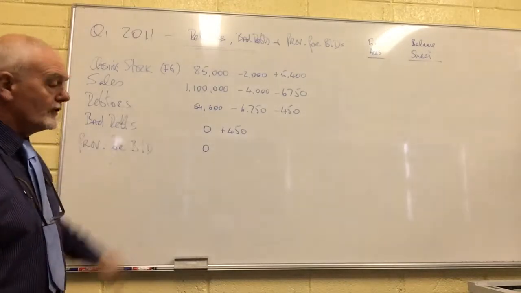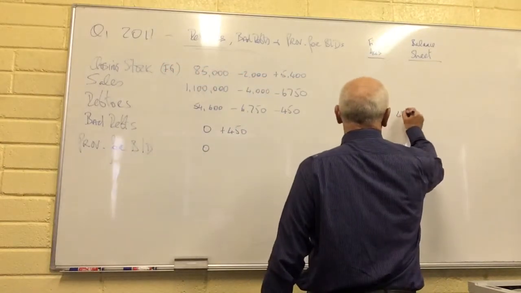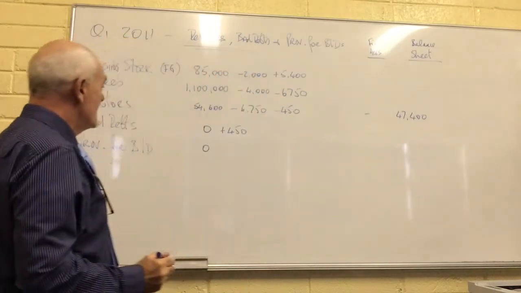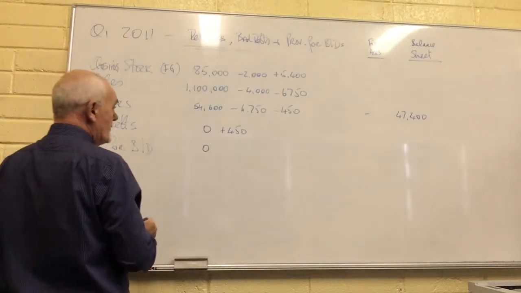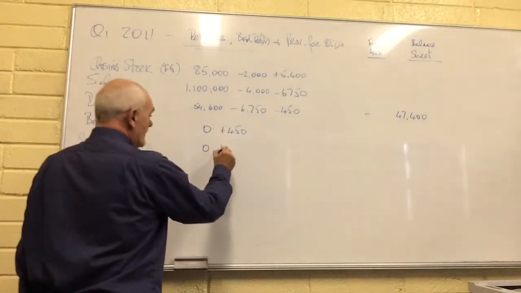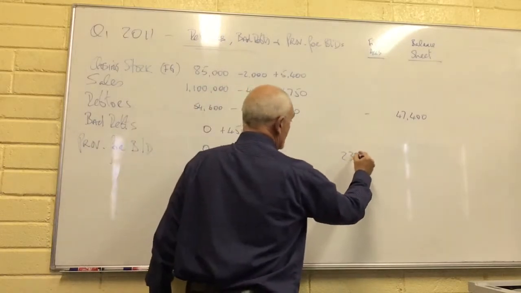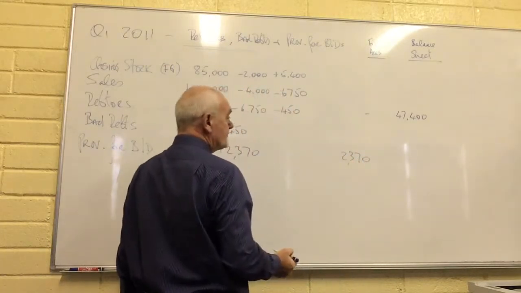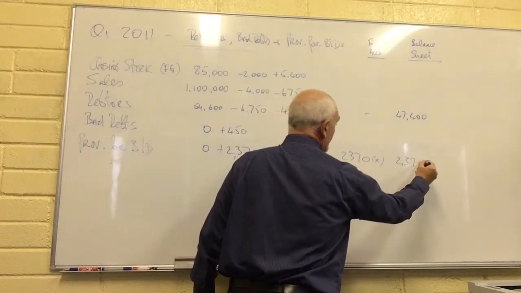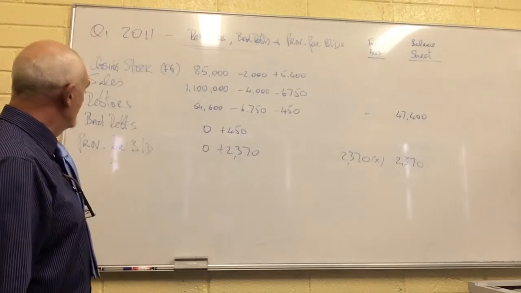So 5% of the new debtors figure of 47,400, which is 2,370. I need a provision for bad debts of 2,370. So the entire 2,370 will go into the profit and loss as an expense. And it will also turn up on the balance sheet to be deducted from those debtors. The prudence principle of accounting, you probably remember.